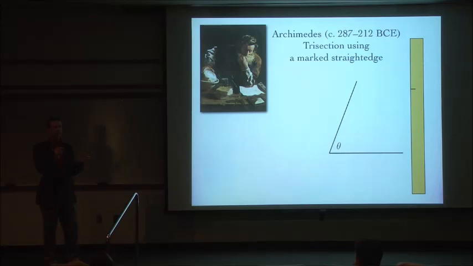Sometimes when you read it, they say that you need two marks on there. It depends whether, so here when I say one mark, it's one mark, and you know where the end of the straight edge is. If you didn't know where the end of the straight edge is, you need two marks on it.